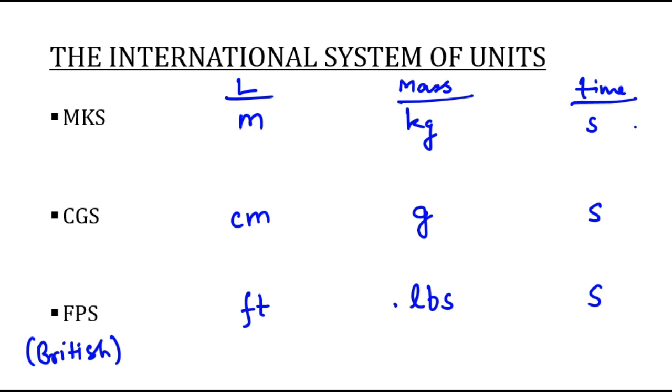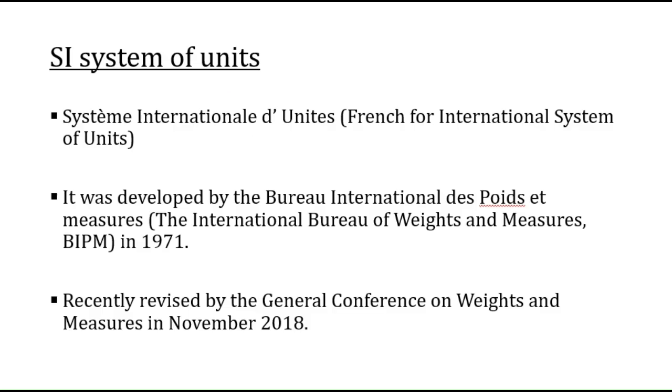Now, out of all these, this MKS system is upgraded, and then we have now an international standard, which we call SI system of units. So let's take a look at that. SI system of units was developed by the International Bureau of Weights and Measures in 1971, and again revised in 2018 in a general conference on weights and measures.